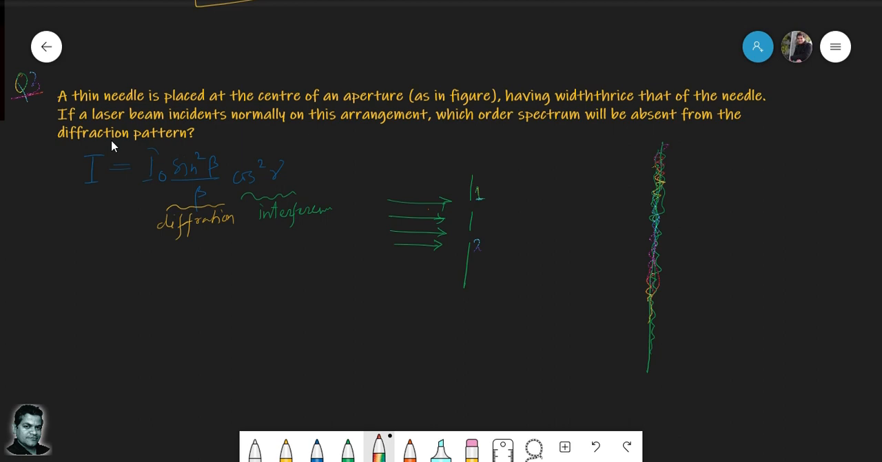And that's why this intensity expression over here contains these two terms. One, the diffraction term, which is like the single slit diffraction pattern, sine square beta by beta square, and then the interference term, which is cos square gamma, where beta is b sine theta by lambda and gamma is d sine theta by lambda. Now what is b? b is the slit width here. This is b, and the slit separation is d.